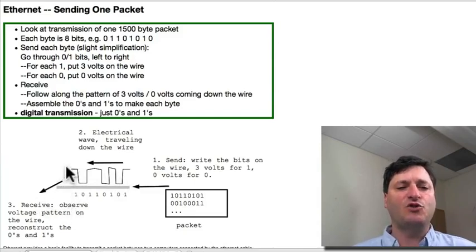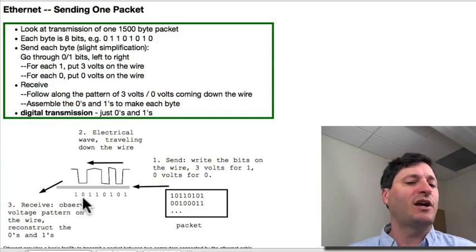It'll make the most sense if you just look at the left-hand side and imagine the receiver is just looking at the wire. What the receiver is going to see is a series of voltages. So the first thing the receiver sees is, oh, 3 volts. Okay, well, I guess that's a 1. And then the next thing it sees is a 0. Oh, okay, I guess that was 0 volts.